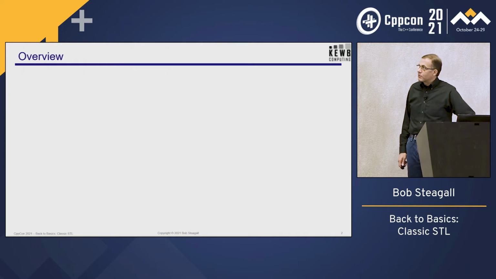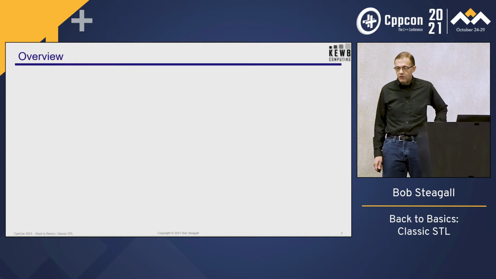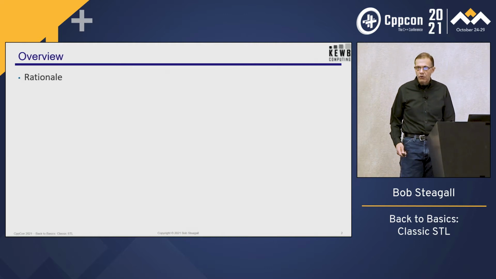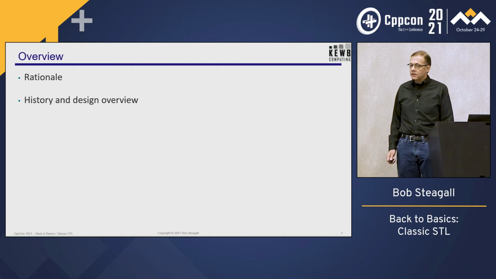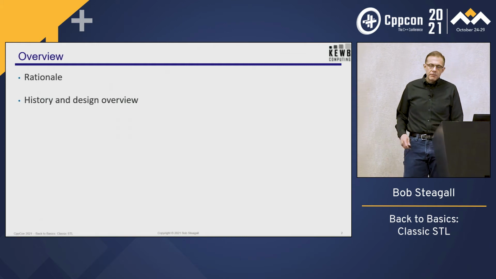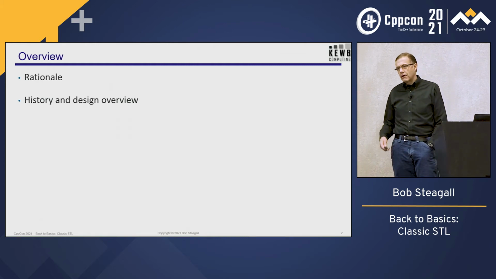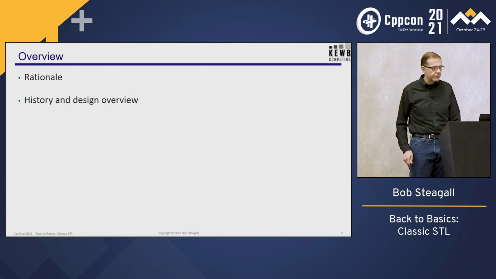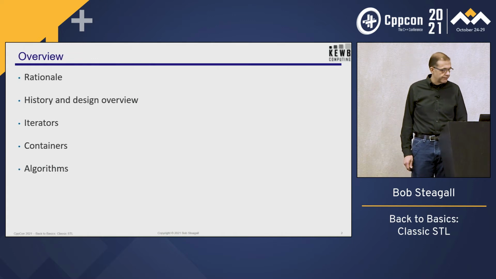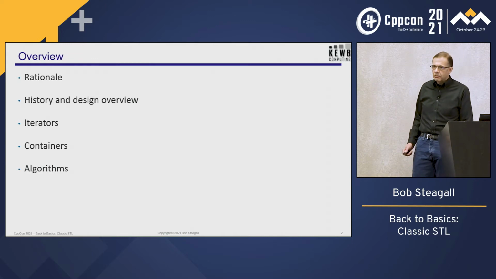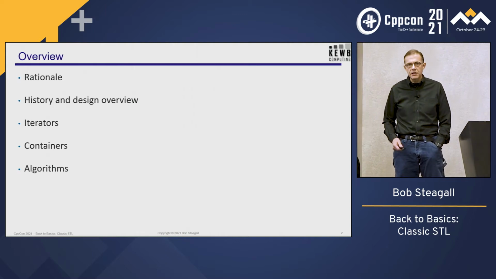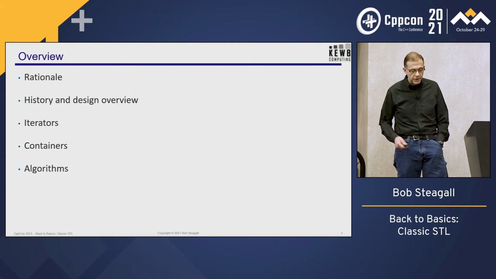As I do with all my presentations, I'd like to start with a quick overview of what we're going to be discussing: the rationale for the STL, how and why it evolved, a little bit of history and a design overview. Then I'm going to talk about probably the three most important parts of the classic STL. There are other things that are part of it, but these are the big three: iterators, containers, and algorithms. And really the focus of this talk, probably the majority of it, is going to be spent talking about iterators and thinking about iterators, because they're really the key, in my opinion, to the whole kit and caboodle.